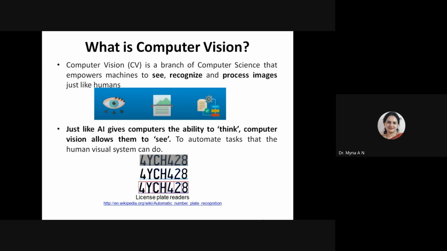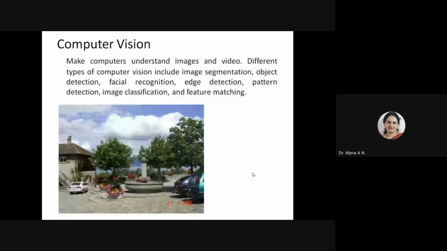One of the examples that I've taken here is the license plate reader. Suppose the computer sees the license plate, it is supposed to recognize the digits in it. From the image, it has to do the character recognition and then splice out the digits, and then it can do the later processing.